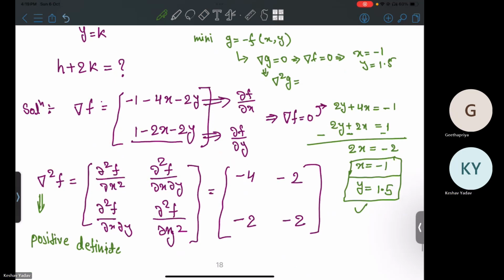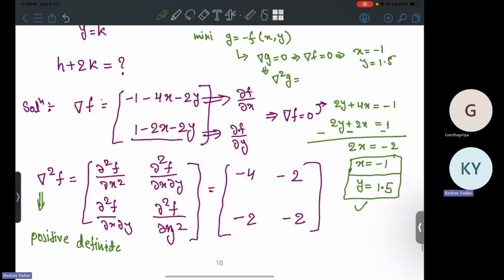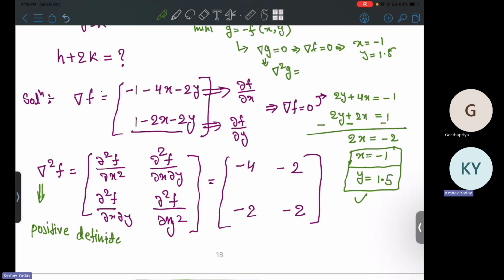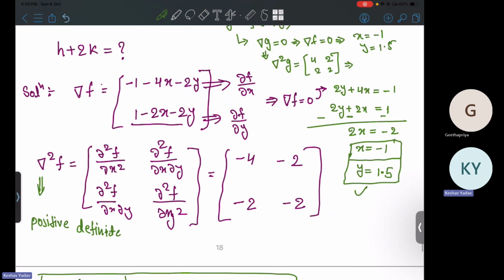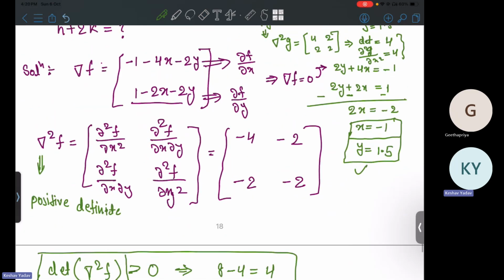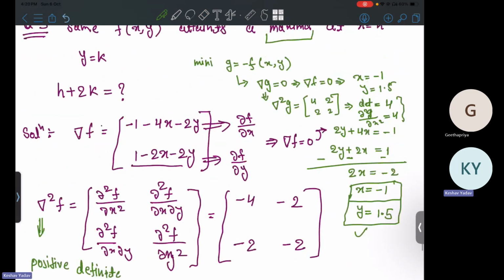Now for G you find the Hessian. The terms that are negative will become positive, so it will be equal to [4, 2; 2, 2]. Now you find out the determinant. The determinant of this will be equal to 4 only. And del²G upon del x² will be equal to 4. Both are greater than 0. So it means G is minima, so f will be maxima. Like that also you can assume. Okay.